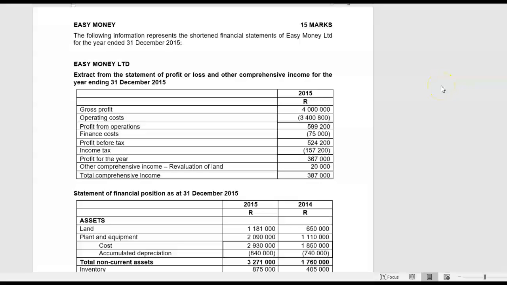Good. In Easy Money, make sure that you can do the debtors calculation, so cash flow received from customers. Make sure that you have a look at the movement in inventory balances. Make sure that you see that. Number 3, have a look at the depreciation calculation.